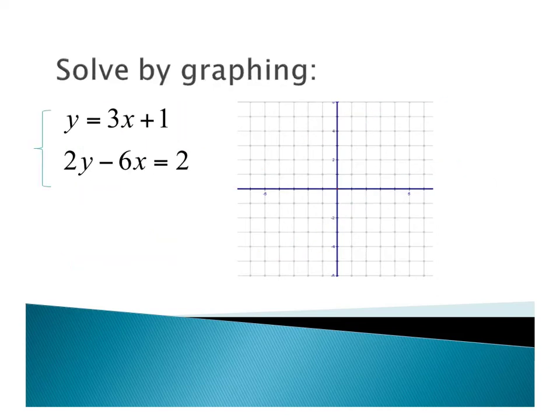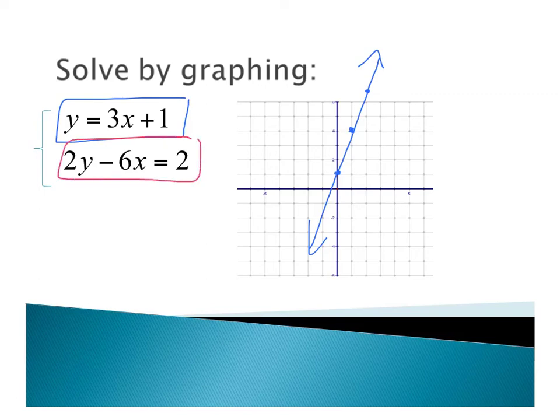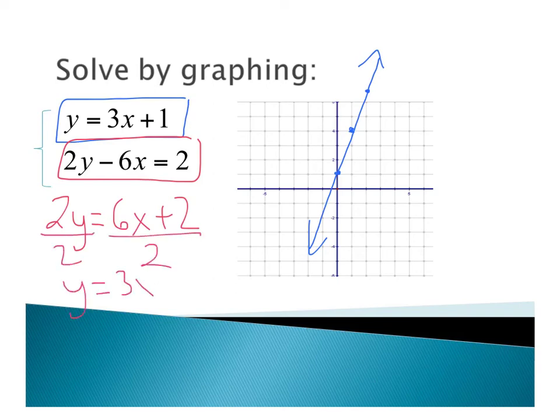For our last example with graphing, we start out with one that's already in slope-intercept form. Isn't that nice? So we have positive 1, and then we're going to go up 3 over 1, up 3 over 1. There's my wonderful line. We'll do this next one in red. Well, why don't I solve this one for y? So I'm going to have 2y equals 6x plus 2. Divide everything by 2. And I'm left with y equals 3x plus 1.